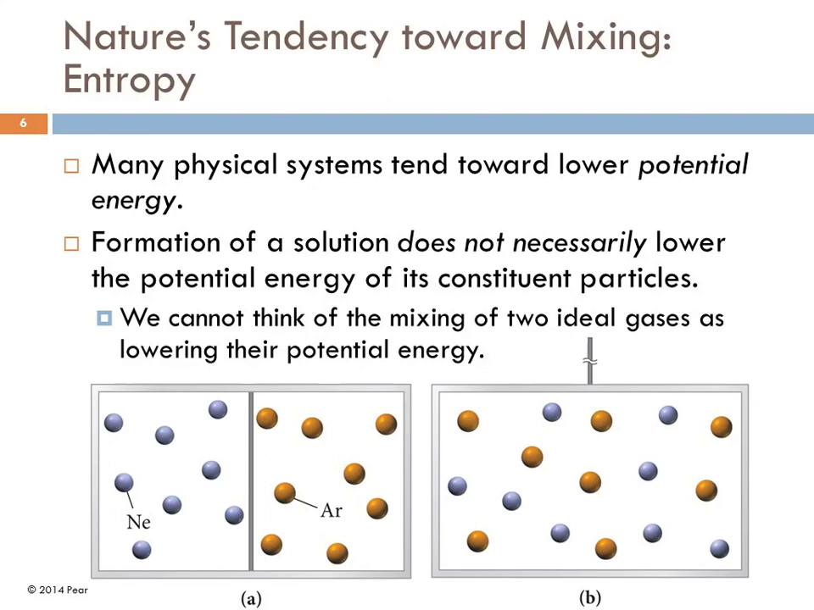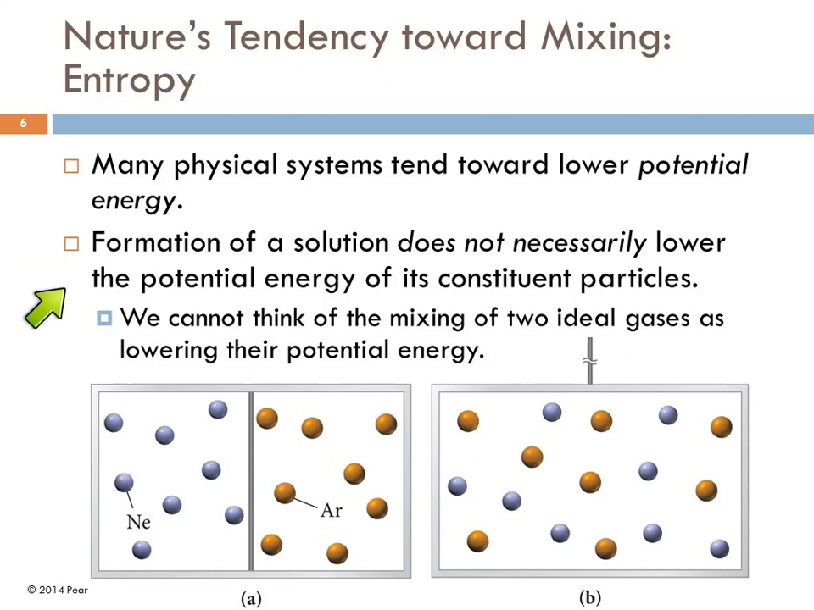So let's go back to that tendency towards mixing. Many physical systems are going to tend toward lower potential energy. We talked a little bit about how reactions are going to proceed if they are energetically favorable, if it causes a lowering of energy. The bond will form if it results in a lower energy. It's like rocks rolling down a hill, going to lower potential energy.